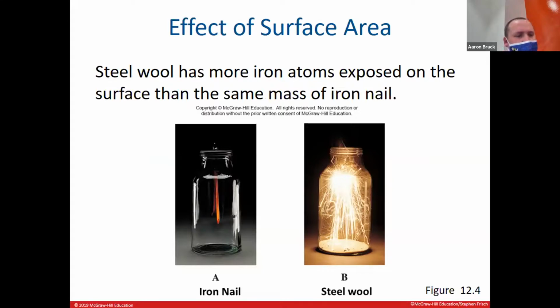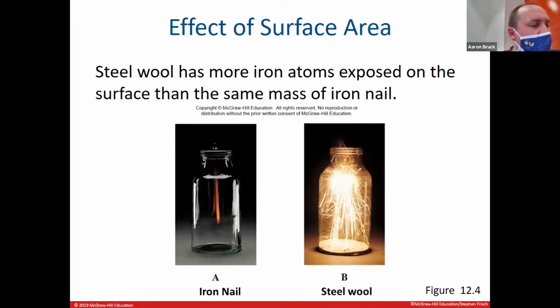Now, you did a form of this reaction in lab a couple of weeks ago. In the left-hand panel, we have an iron nail. Now, an iron nail has a relatively low surface area. Even though the surface area is kind of spread out, we've got a lot of surface area on the surface of that nail. The interior of that nail is pretty much hidden.